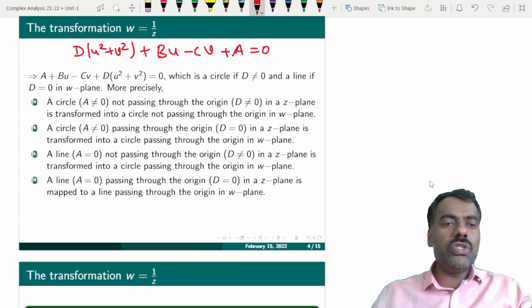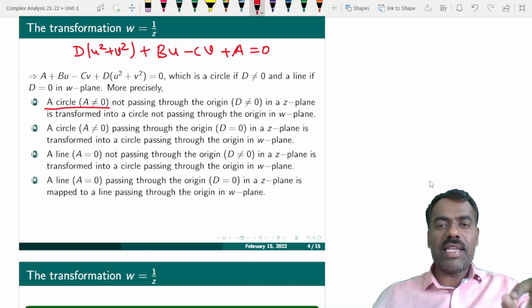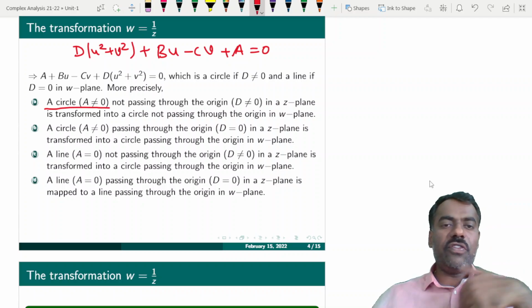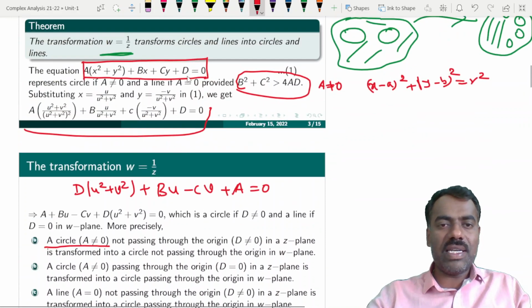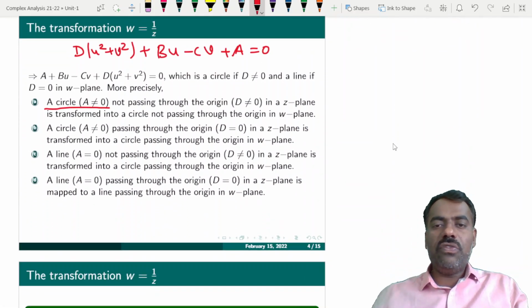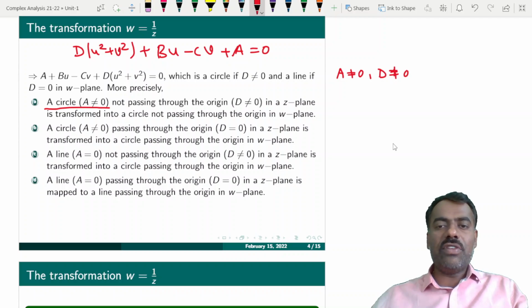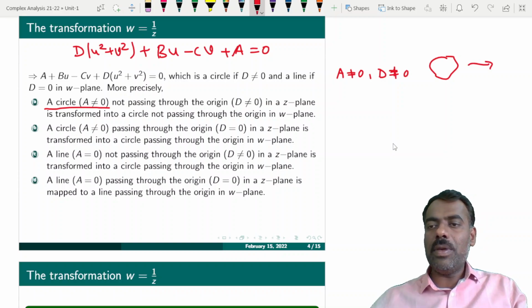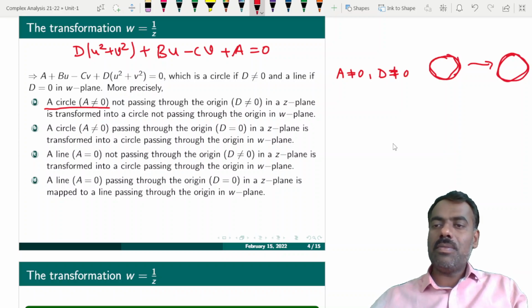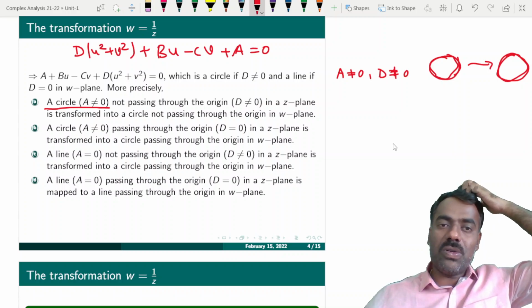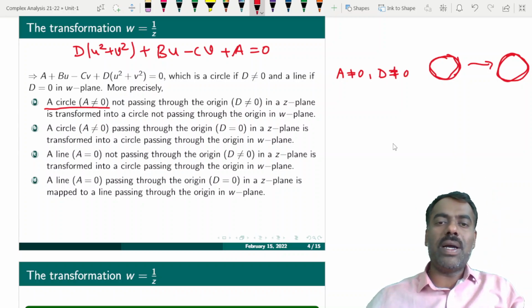We can have precisely 4 cases. Suppose you take a is not equal to 0, then what we have earlier is a circle in the z plane. If it is not passing through the origin, that means a is not equal to 0 and the constant d is not equal to 0, then the circle in the z plane is transformed into a circle not passing through the origin. This maps to a circle again, because d is not equal to 0 and a is not equal to 0, so this also doesn't pass through the origin.